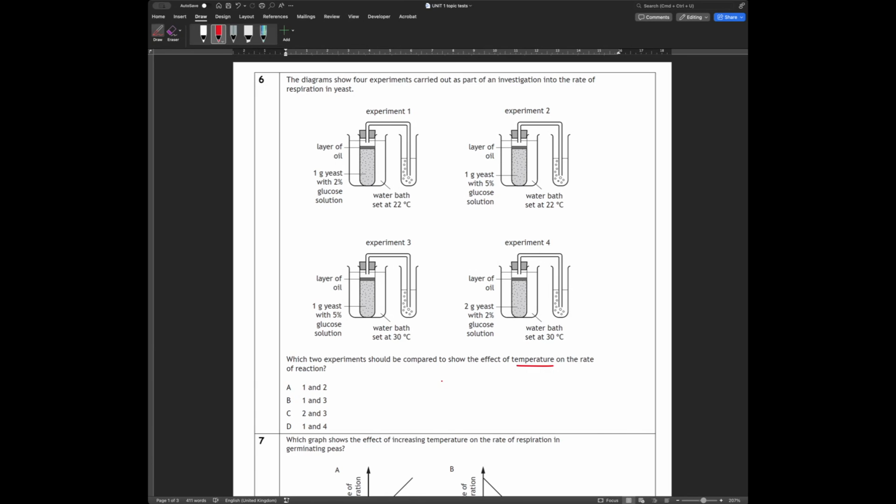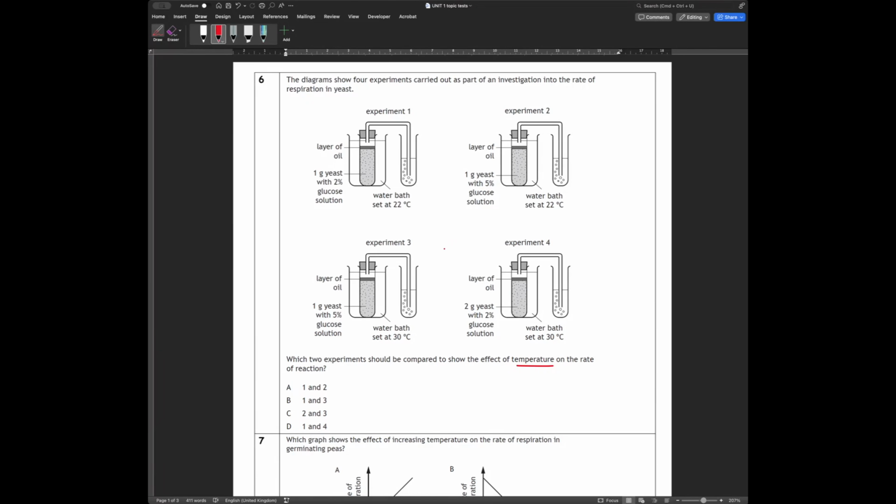Now, in an experiment, if you are investigating temperature, that is the thing that you're going to change, and it's the only thing that you're going to change. Okay, if we're looking at the effect of temperature, we only change the temperature. So what it's asking us is which 2 experiments have only the temperature changed. Okay, which of the 2 experiments only have temperature changed and everything else is kept the same?